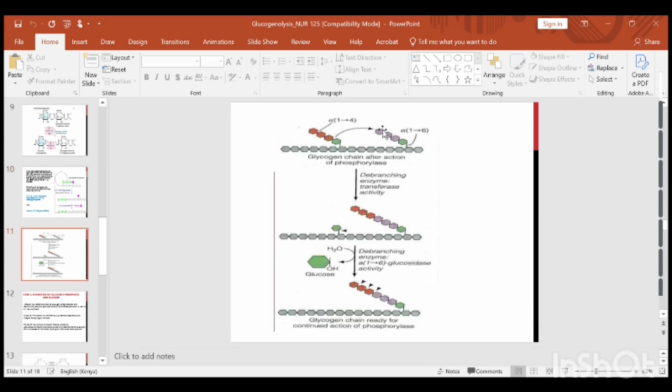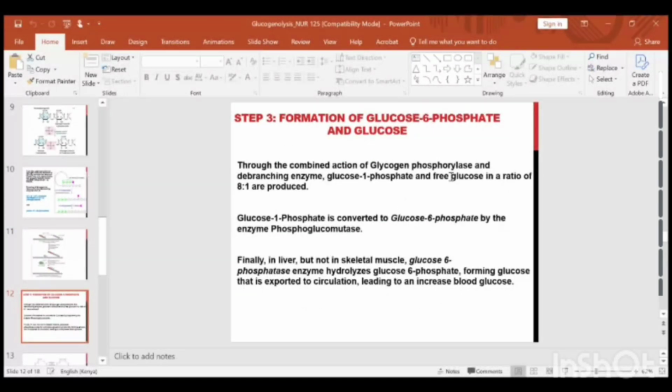So this is exactly what I've been explaining still further. And the third step will be the formation of glucose 6-phosphate and glucose. So as you've seen, we have 2 enzymes, technically 3 enzymes: glycogen phosphorylase, and the debranching enzyme. The debranching enzyme is bifunctional, and that's why we are saying we have 2 enzymes, but technically 3 enzymes, because the debranching enzyme has 2 activities.